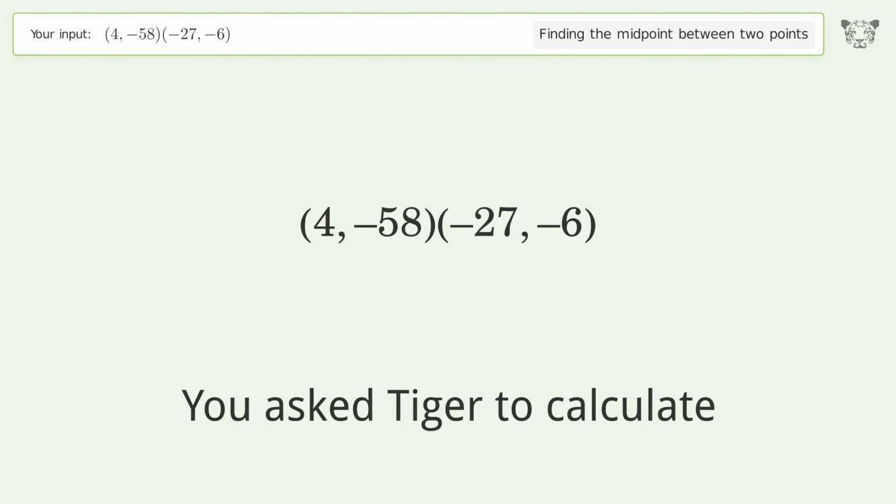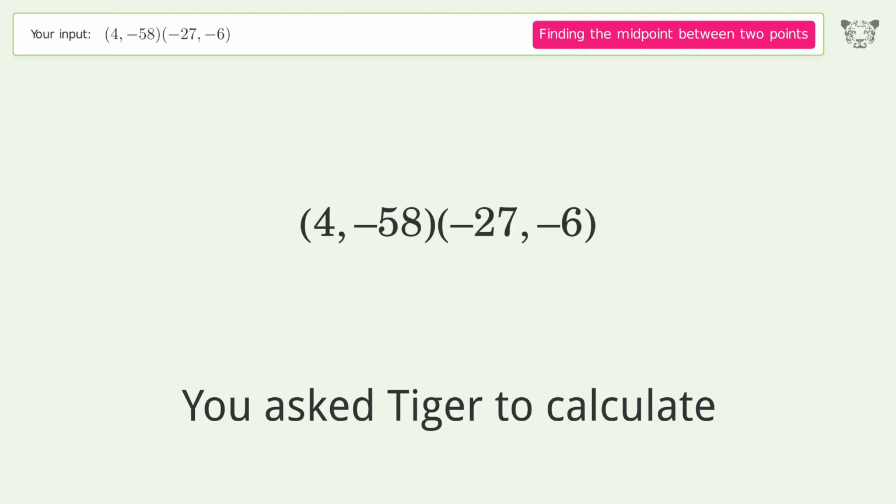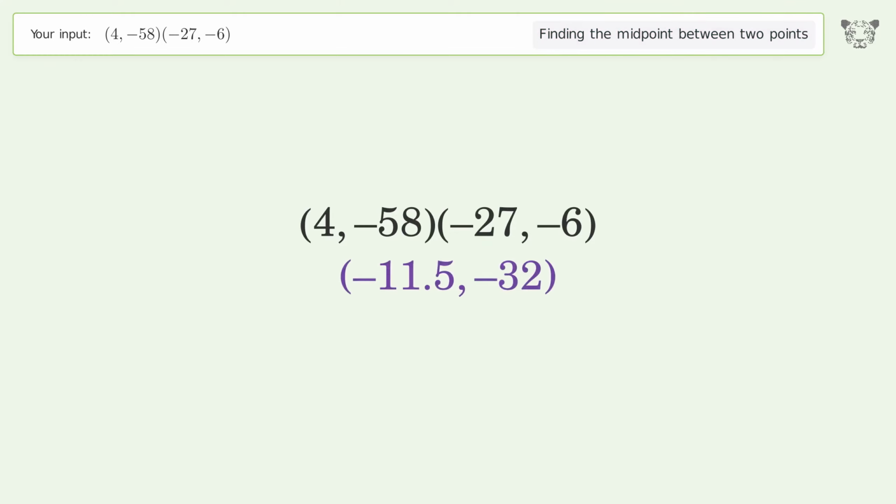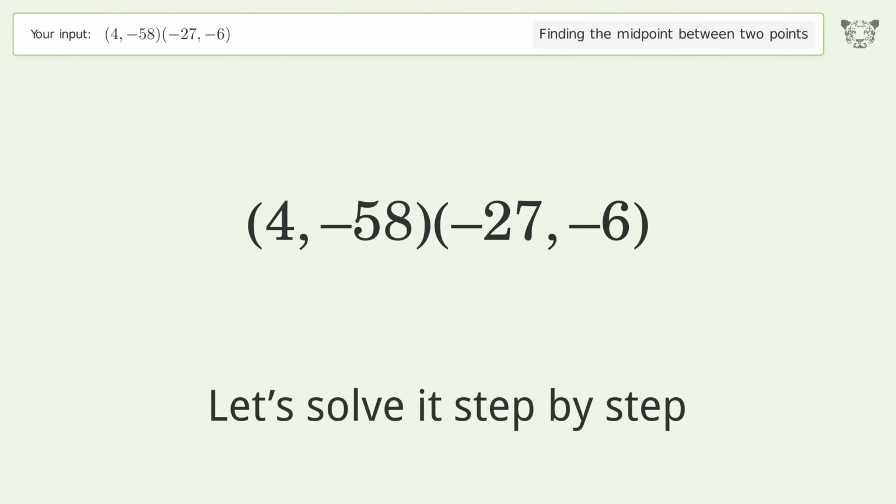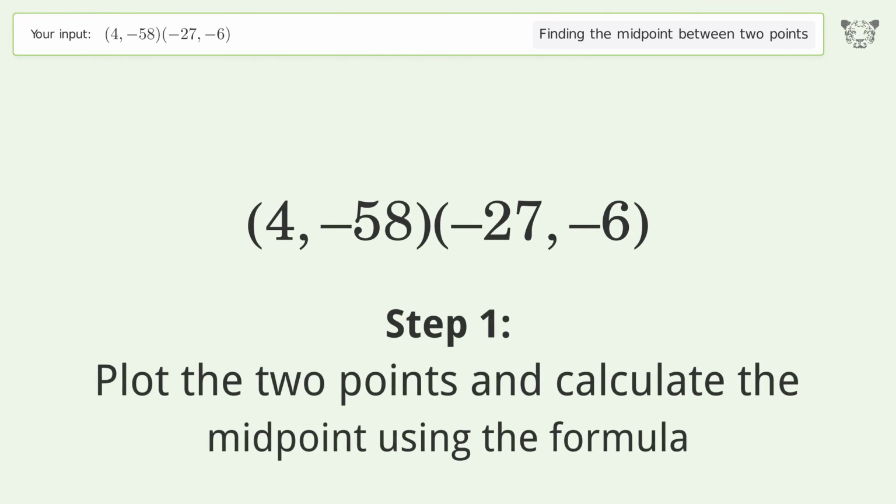You ask Tiger to calculate. This deals with finding the midpoint between 2 points. The midpoint between the 2 points is negative 11.5, negative 32. Let's solve it step by step. Plot the 2 points and calculate the midpoint using the formula.